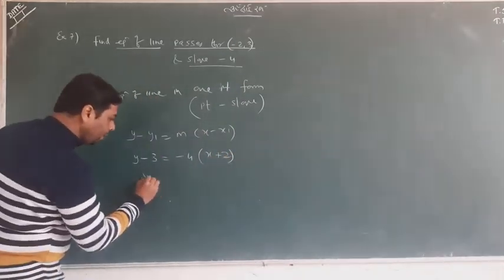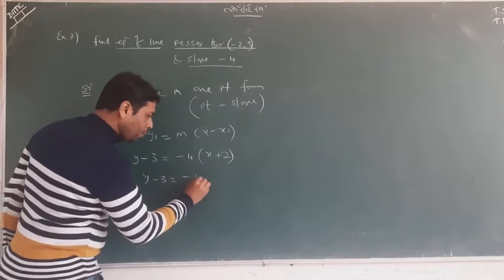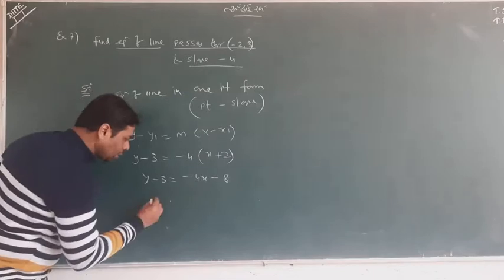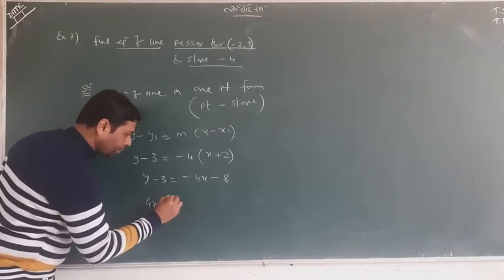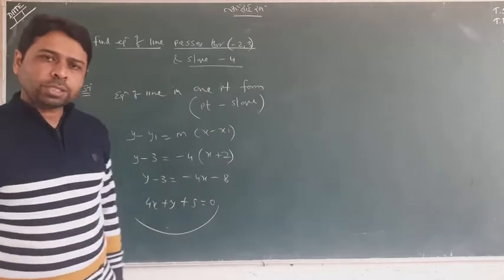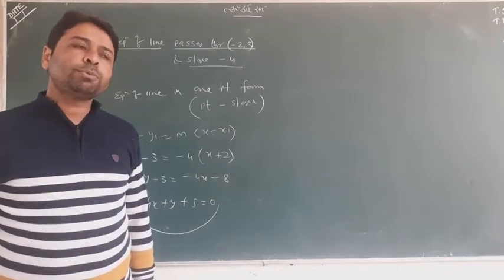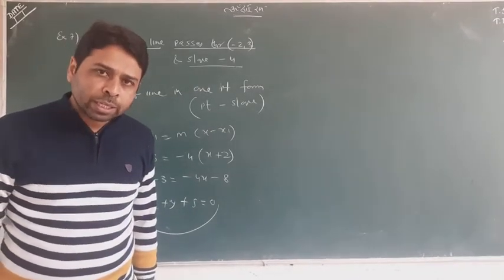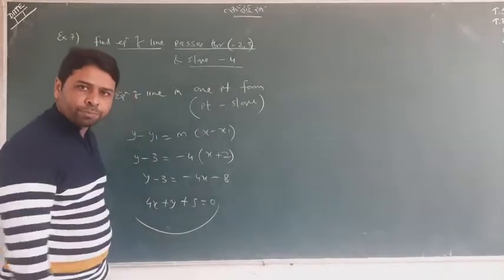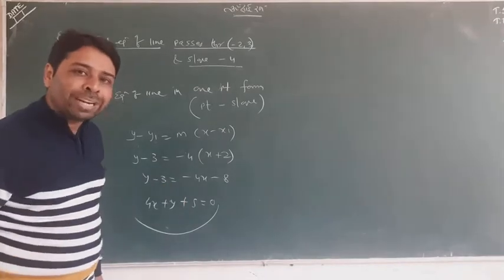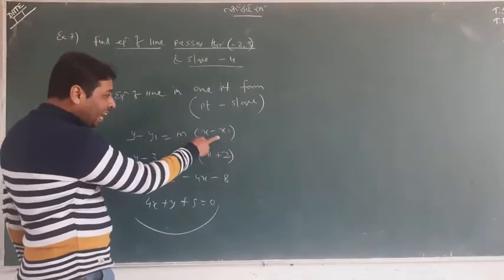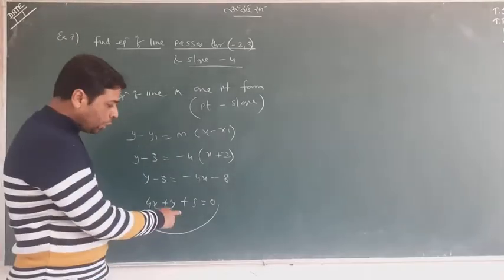So you multiply -4 by x and 8, and transfer everything to one side. This is going to be 4x plus y plus 5 equal to 0. This is the answer. I want to pull your attention towards one thing also: your answer is always in the general form. It will be taught later, but you should know that whichever form of the line you use, lastly you will get your general form.